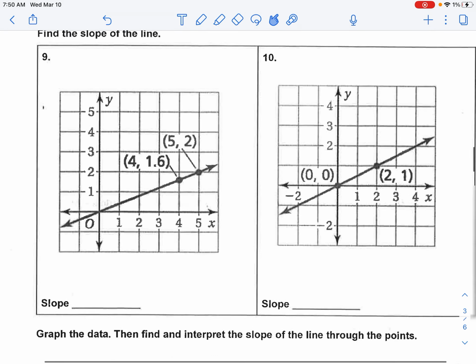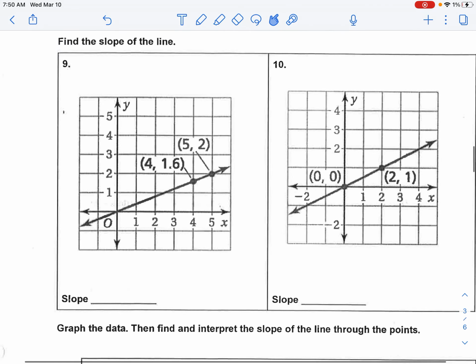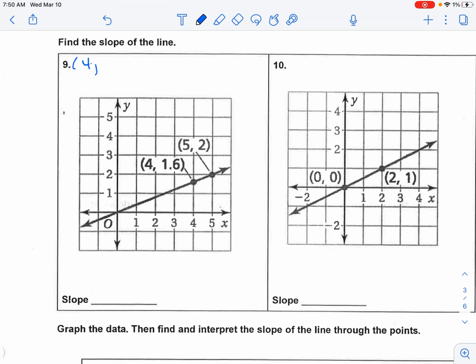Page 3, find the slope of the line. So be sure on your test, you've got to show me all of that math. You have to write out your coordinates. So we've got 4, 1 6/10, and we have 5, 2.